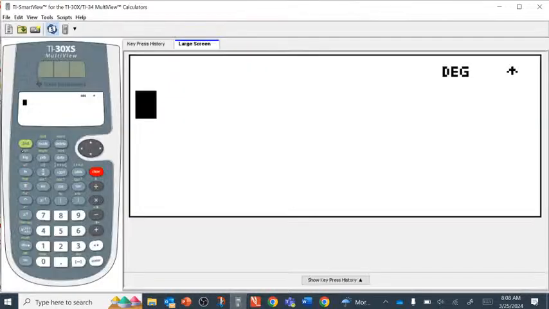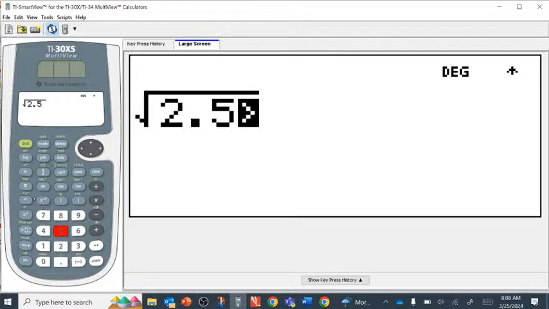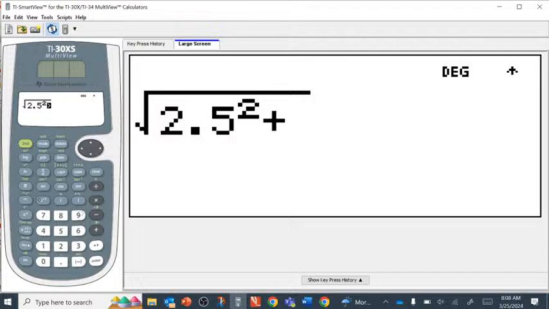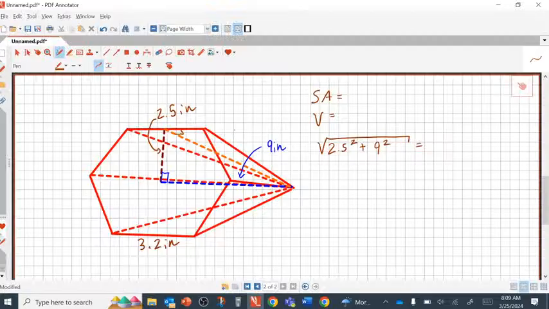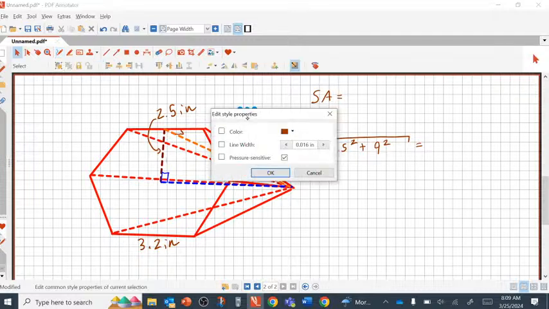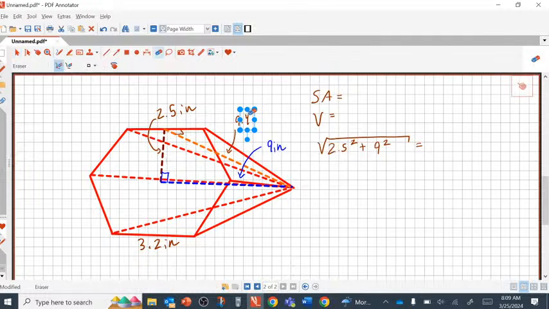Okay, so we're going to use the Pythagorean theorem, which is the square root of a leg squared plus a leg squared. And we get 9.341 approximately. So this slant height is 9.341 inches. Cool.